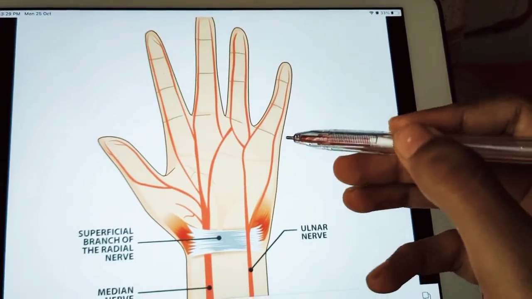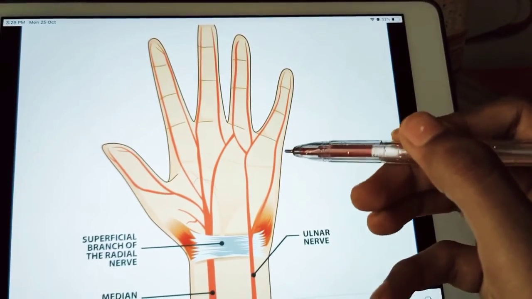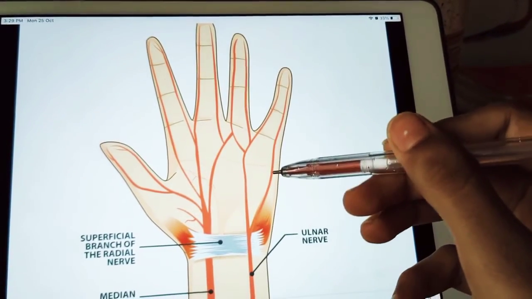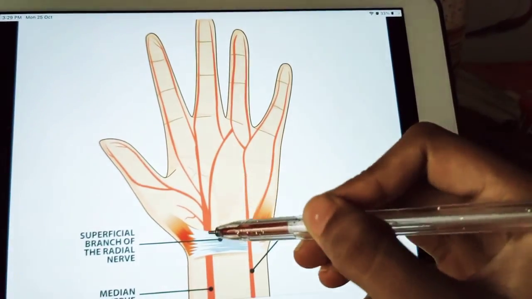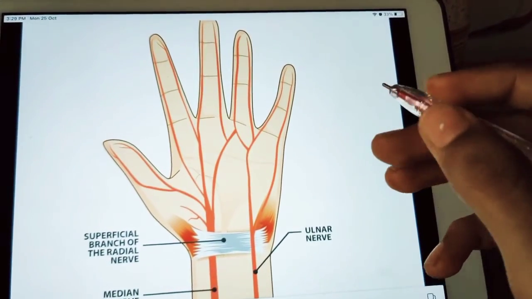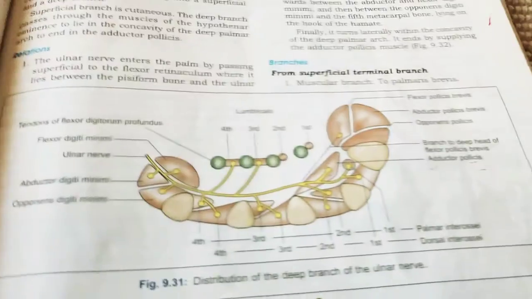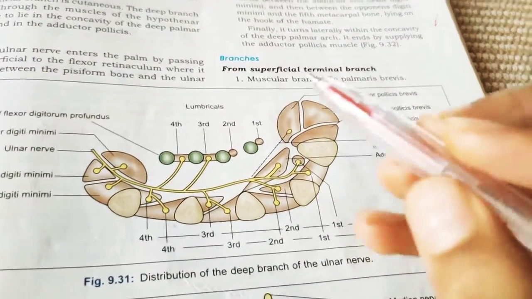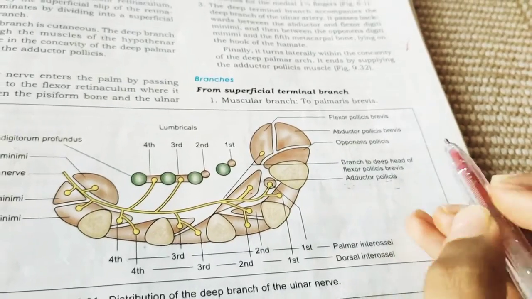Okay, so finally it turns laterally within the concavity of the deep palmar arch and ends by supplying the adductor pollicis muscle. Actually, here it forms a deep palmar arch like this, and finally it ends by supplying the adductor pollicis muscle. So you can see here the ulnar artery, which has its terminal branch in adductor pollicis. So it supplies this adductor pollicis muscle.